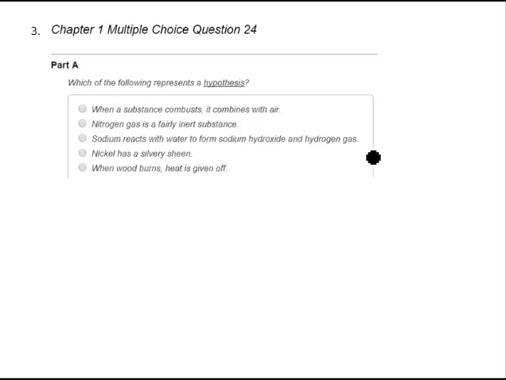Again, observation. You might watch that happen. Nickel has a silvery sheen, observation. When wood burns, heat is given off, observation. So the hypothesis that would be appropriate here would be when a substance combusts, it combines with air. And one sees that combustion occurs, that's the observation. Well, what's going on in combustion? I hypothesize that it's combining with air, and that's what makes that the proper choice for question 3.